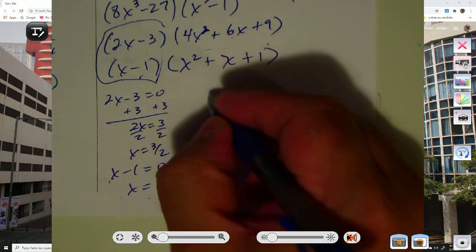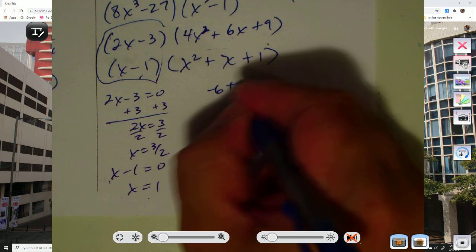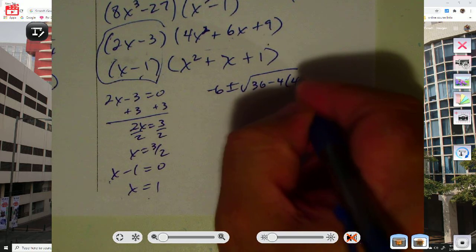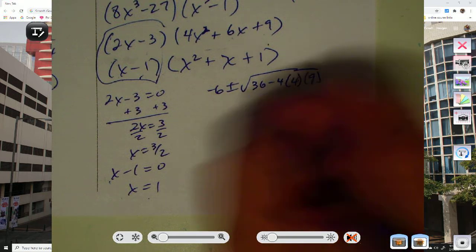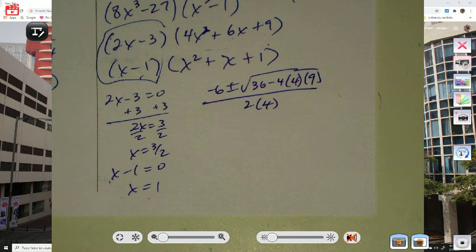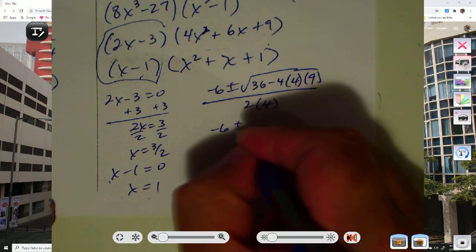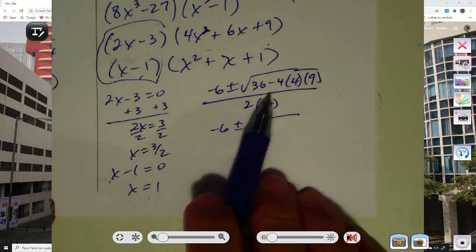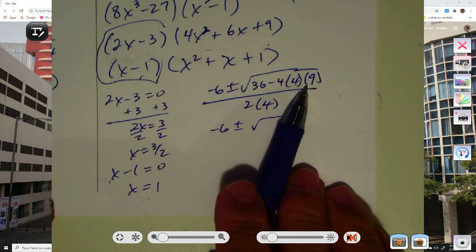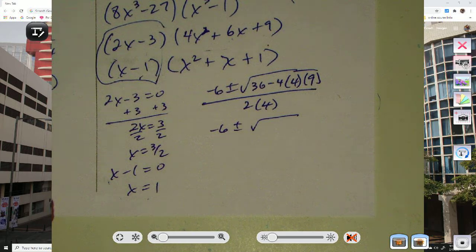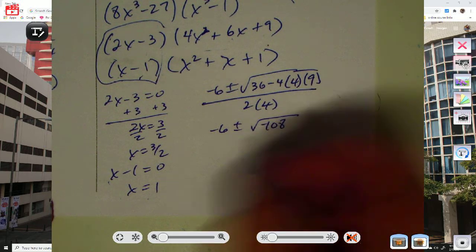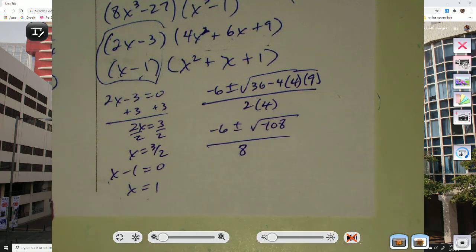So remember, it's negative b, so it's negative 6 plus or minus the square root of b squared, so it's 36, minus 4 times a times c, all over 2 times a. Let's clean that up. So it's negative 6 plus or minus square root of 36 minus, what is that? 16 times 9 is 144. So it's 36 minus 144. So that's negative 108. You're allowed to use a calculator. Don't take my word for it. You should check it out yourself.